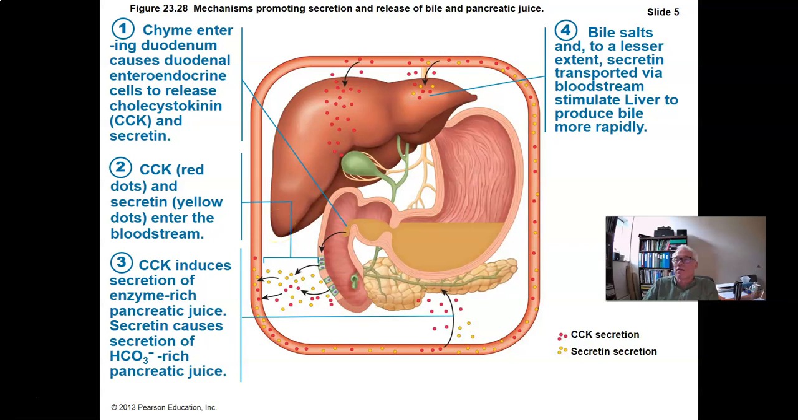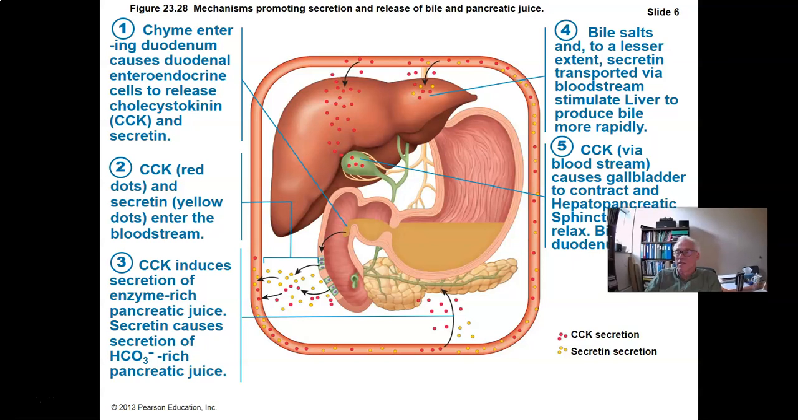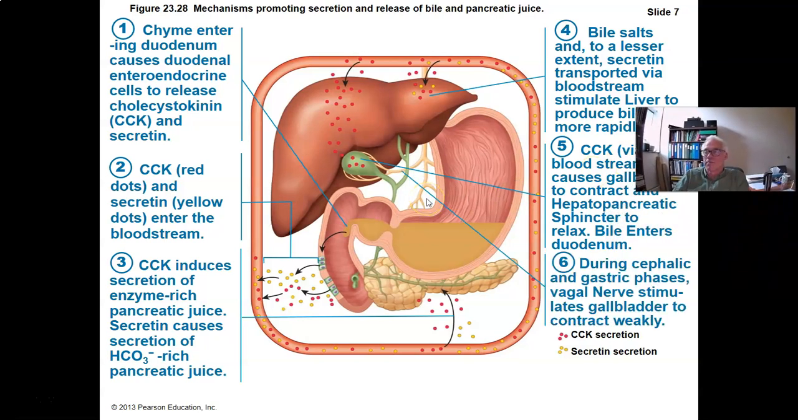Also, bile salts are going to stimulate the liver to produce bile, but mostly secretin. Secretin and CCK continue on their journey to the liver, and secretin causes the liver to secrete bile, and CCK causes the gallbladder to contract and shoot the bile down into the duodenum. So those two hormones activate the two secretions of the pancreas, and those two hormones cause the liver to make bile and cause the gallbladder to contract. So now we have those two accessory organs working full time to get us the help we need with digestion.